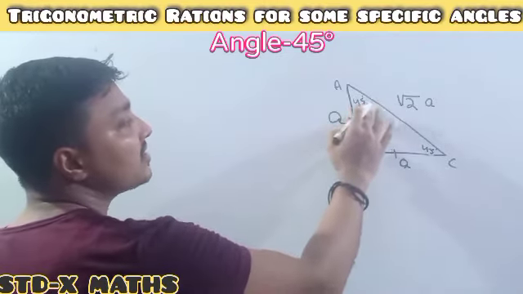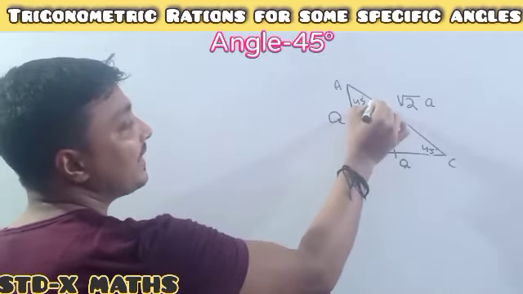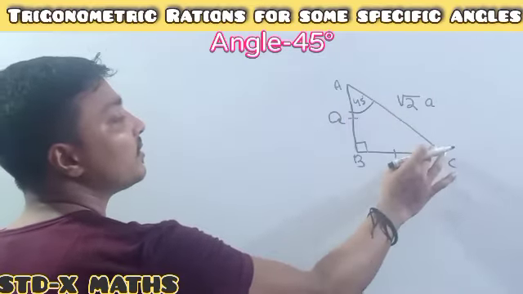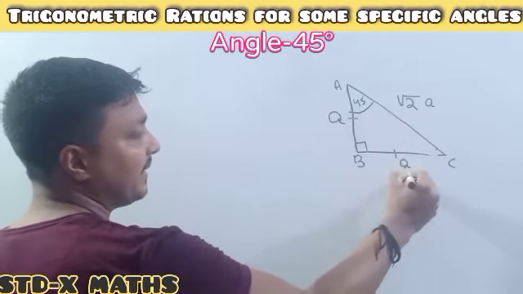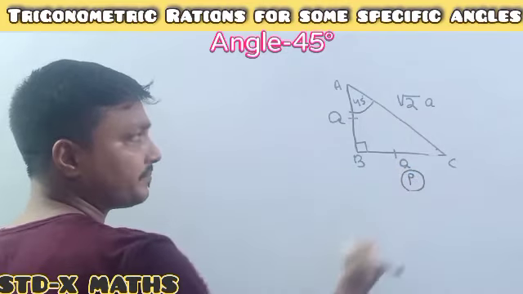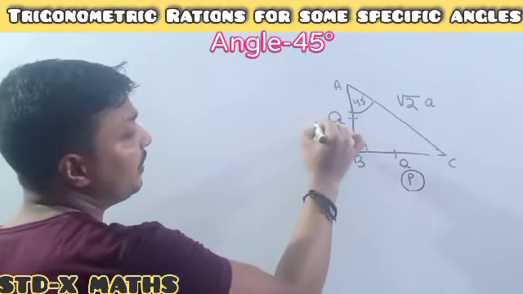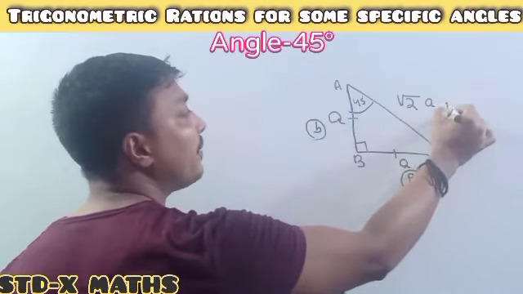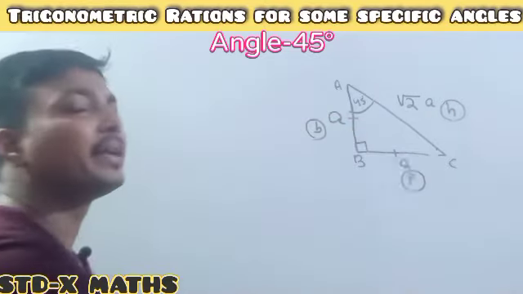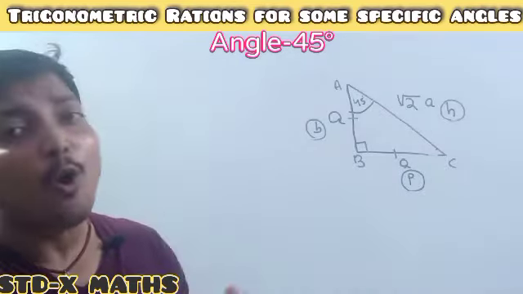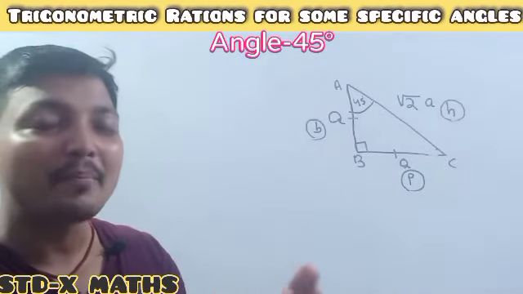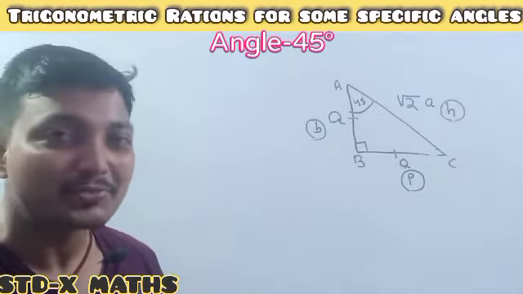Suppose now I want to consider the trigonometric ratios with respect to this 45 degree. So for this 45 degree, this one will be P, this one will be B, and this one will be H. It means P, B, H are all clear. So there is no problem to find the 6 trigonometric ratios now.